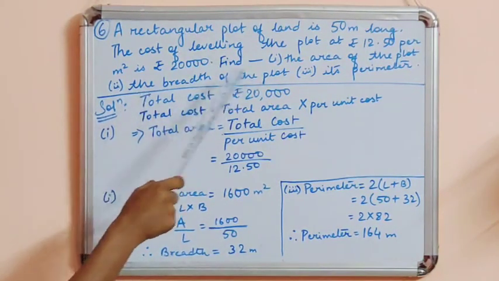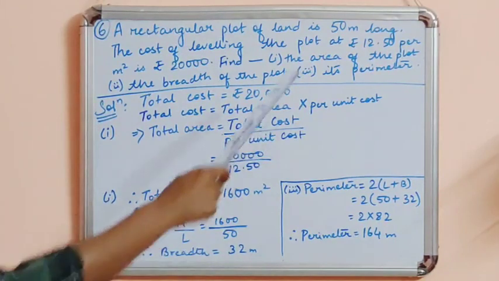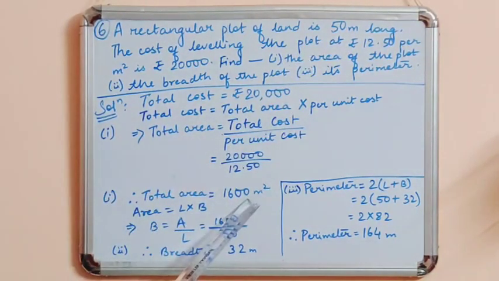Now in order to find the second question, that is the breadth, length is given. We have the area. We have calculated the area. We will calculate breadth like this. Area is length into breadth and breadth will be area by length. So breadth is equal to area, that is 1600 divided by length, that is 50. So breadth is 32 meter. Now this is the answer to our second question.